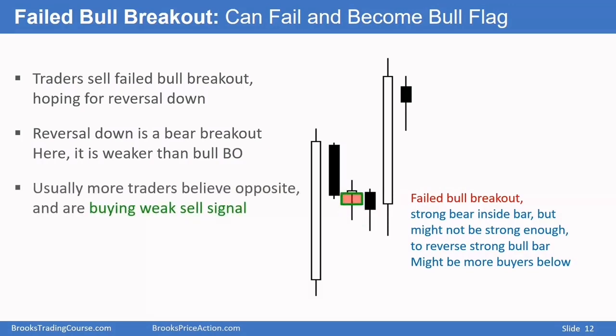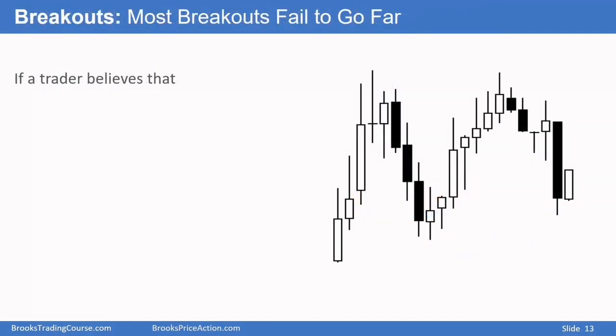It's telling us that there might be more traders believing the opposite. So the bears sold, betting that the bull breakout will fail, but it looks like there probably were more bulls buying at the low of this bar, betting that the bear reversal would fail, which is logical because most reversals fail. Most breakouts fail, most reversals fail. Now, if a trader thinks that buyers will win above or below a bar, he should buy.